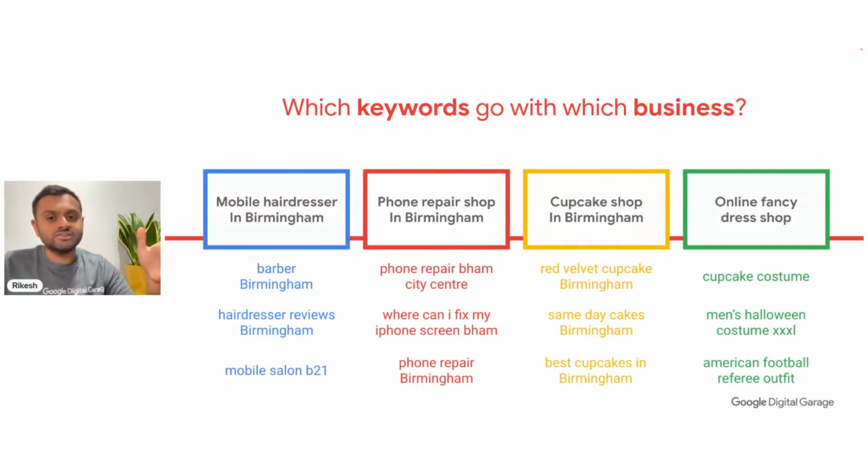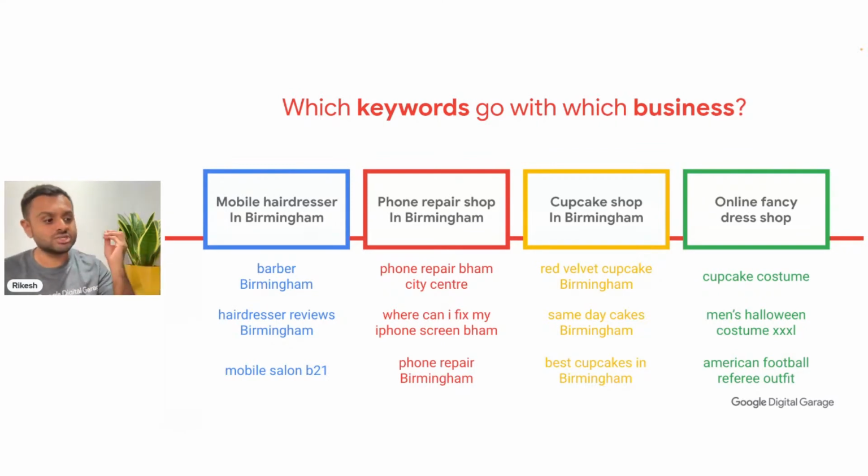And then on the other end of the scale, you've got the online fancy dress shop. Well, how can they stand out, because as a business they are not location specific? And that's what we've been speaking about with Paulie's Pizzeria so far. So what can they stand out with? Well, they've used some phrases here, such as cupcake costume. Maybe they've done some research and found that there are not many fancy dress shops that sell cupcake costumes, especially if Halloween's coming up. There's not many people that sell either cupcake costumes or men's Halloween costumes in triple XL, or sell an American football referee outfit as well. So you have to get creative if you're not location specific.